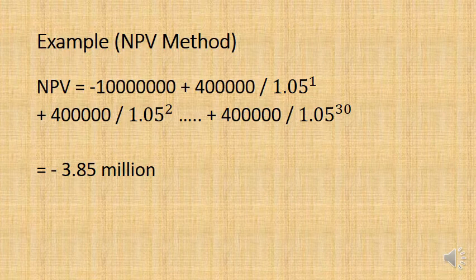Now, we can plug that into our calculators. I personally think it's a lot easier to do with Excel, but the value will come to being negative $3.85 million. That is the value. Should we be doing the project? Well, no. It would be better if we did nothing at all. The net present value of this project is not enough. It's no good.